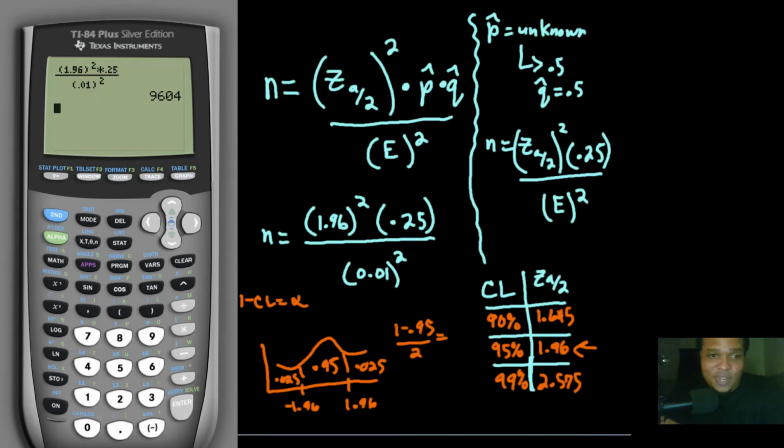I got a little trigger. Oh, there's a formula that we just got a little while ago. Finger slip. 9604. Nice work.